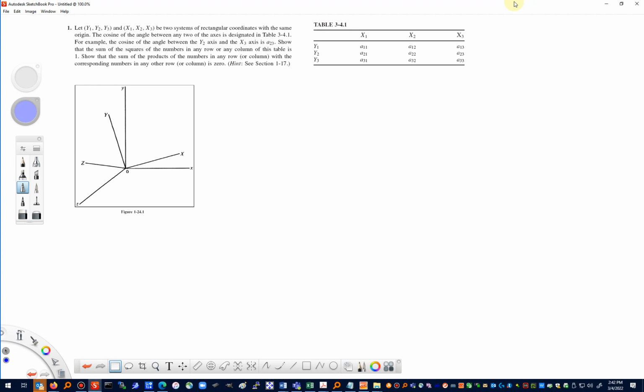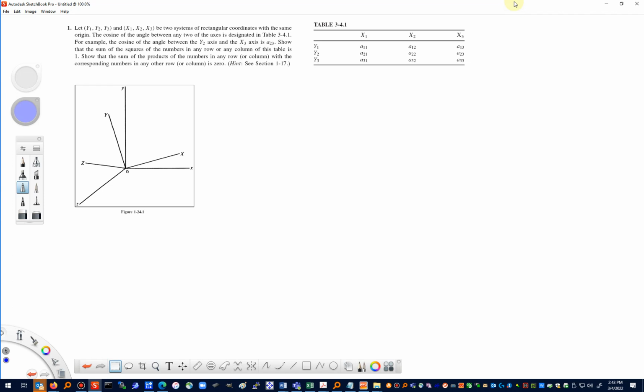For example, the cosine of the angle between the capital Y2 and the capital X3 axis is A23. Show that the sum of the squares of the numbers in any row or column of this table is 1. Show that the sum of the products of the numbers in any row or column with the corresponding numbers in any other row or column is 0.